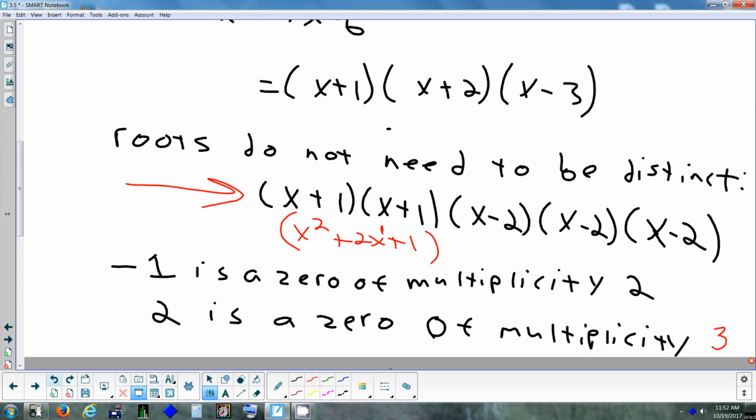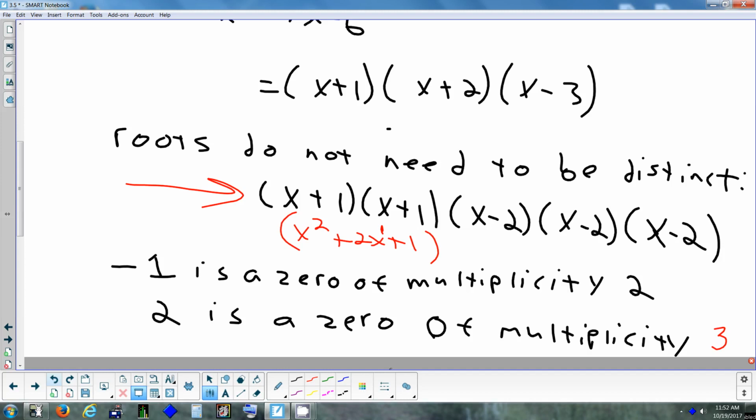So if you were to FOIL all that out and put it in a graphing calculator, it would just go up and down a couple times. But it would only cross the x-axis twice. It would cross the x-axis at -1 and cross again at +2.